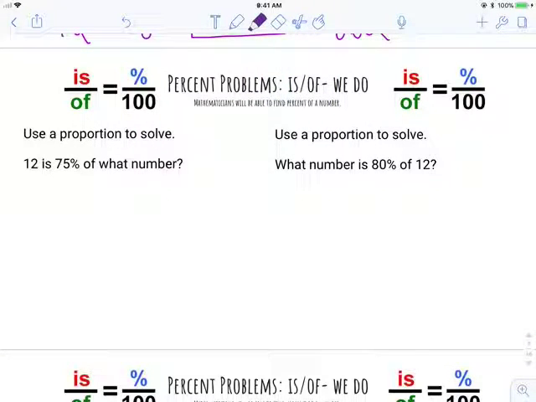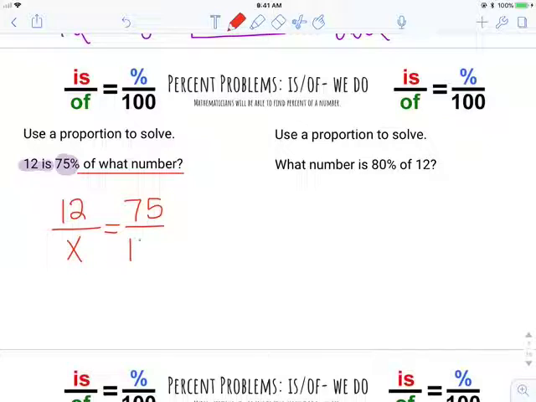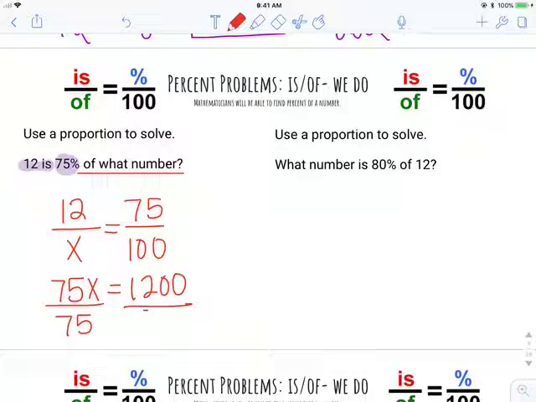So I have 12 is 75%, and then I have of what number. So I'm looking for my of number. So I have the is, I'm looking for the of, and I know the percentage is 75 over 100. When I cross multiply, I get 75x equals 1200. I divide by 75 on both sides, and that tells me that 1200 divided by 75 is equal to 16. And I'm looking for a number, so that's my final answer.